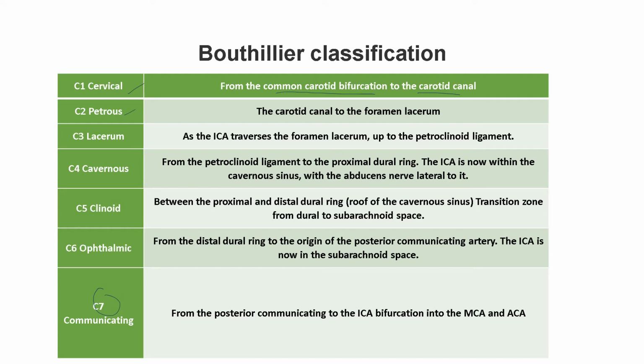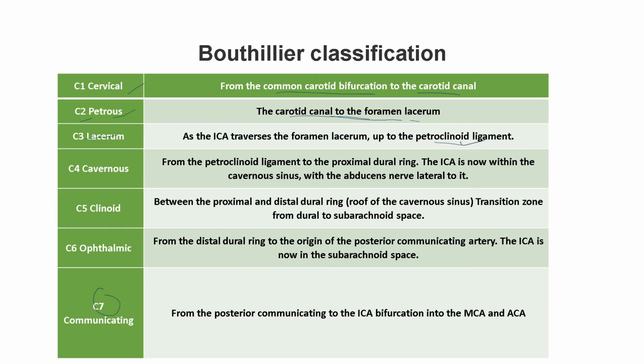The next is the C2 segment that lies in the carotid canal up to the foramen lacerum. This whole length of the internal carotid is the C2 segment or the petrous segment. Then we have the lacerum segment or the C3 segment, as the internal carotid artery traverses the foramen lacerum, up to the level of the petroclinoid ligament. Up to the level of the petroclinoid ligament, we have the third segment.